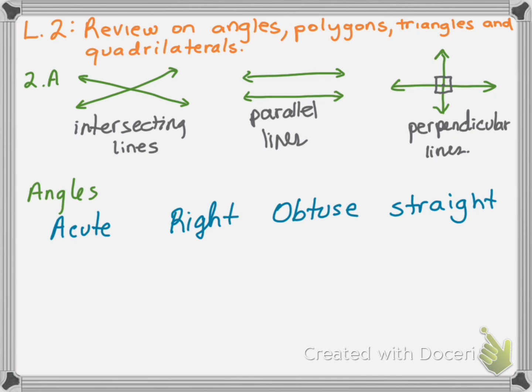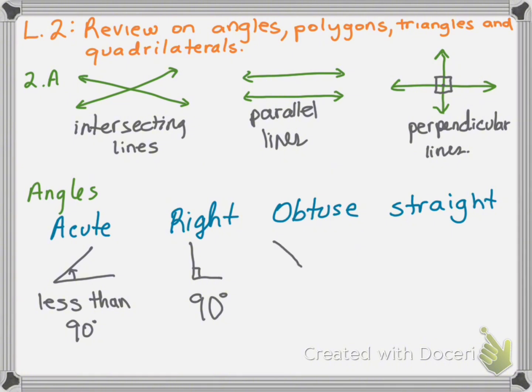After that, we also have angles. You guys have learned angles before. The acute angles look like these. The measurement is less than 90. Right angles look like an L. We usually put it with a square, and they are 90 degrees.